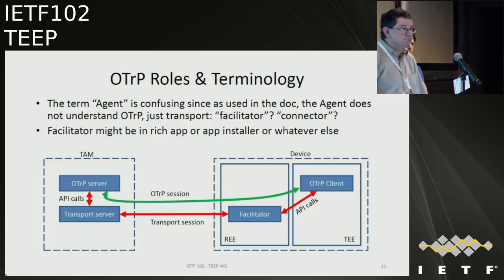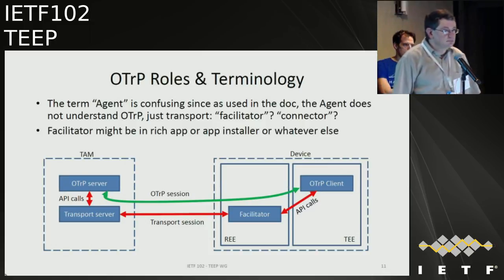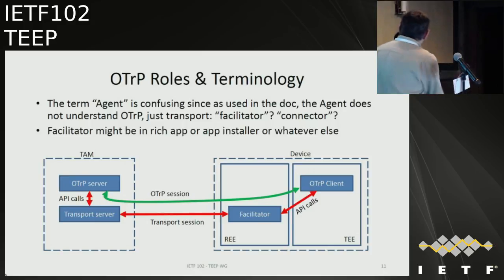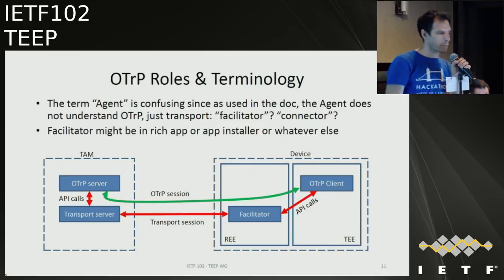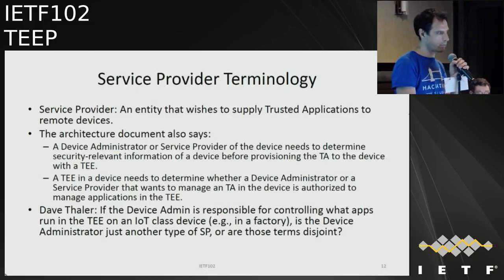This is Min. I think this is a good point. The original agent tried to say it's on behalf of the rich app, talking with the TEE. So that's kind of on our behalf. But I think now, take either, as a transport connector or something, it's more neutral. We can post to the list and add some new term for it.